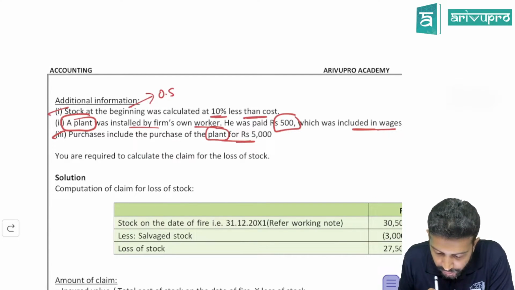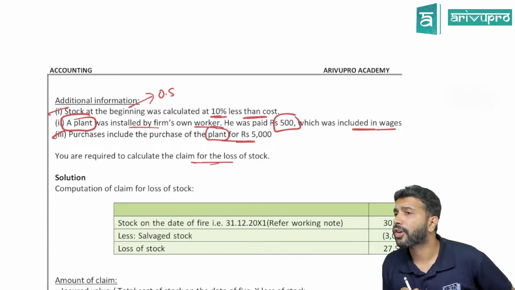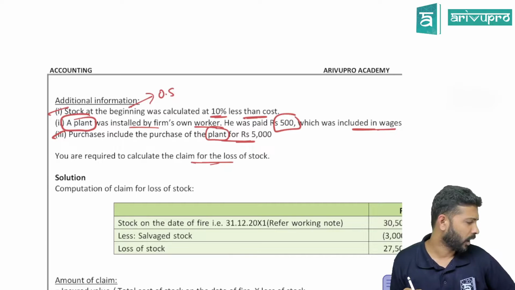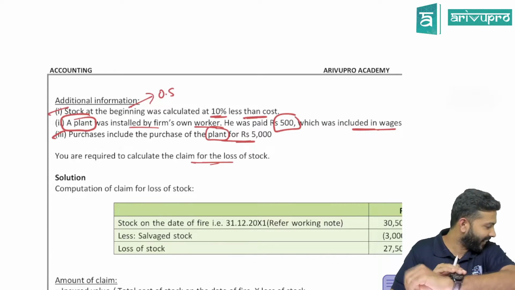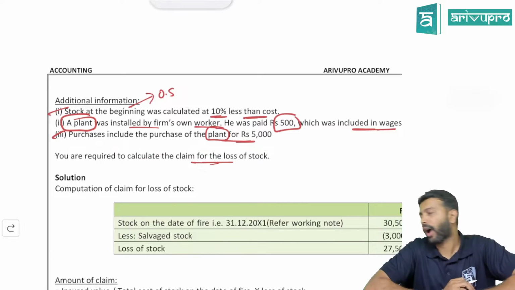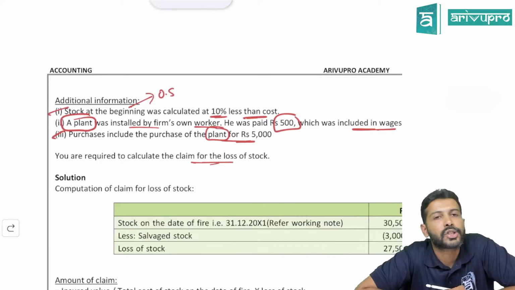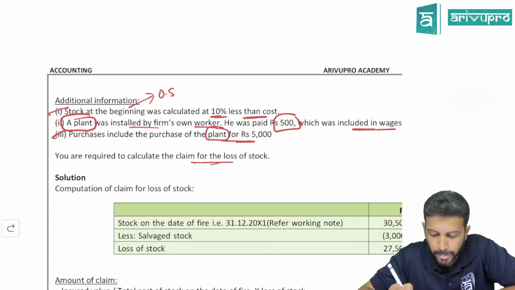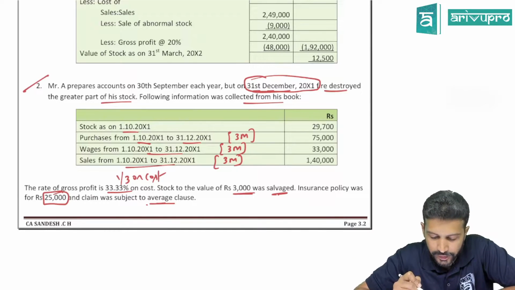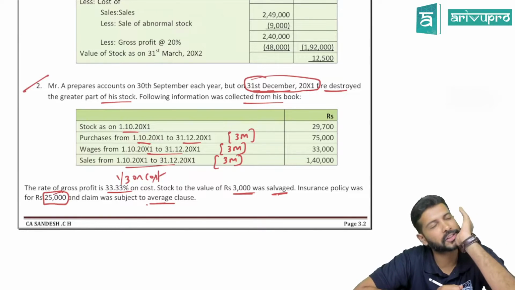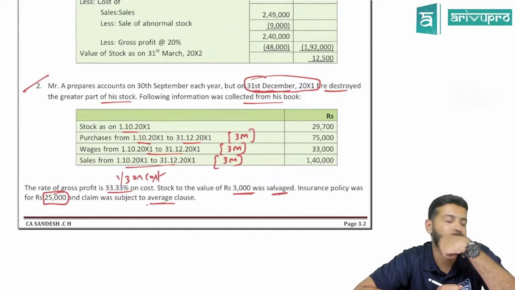Now, you are required to calculate the claim for the loss of stock. Can you tell me how do we do this? So now, coming back to this particular question, how do you compute the value of the stock? Any thoughts from your end? Don't look at the solution, just tell. You're saying opening stock? Okay, let me hear what you're saying. Opening stock, we have to add purchases in that period, the 3 months period.